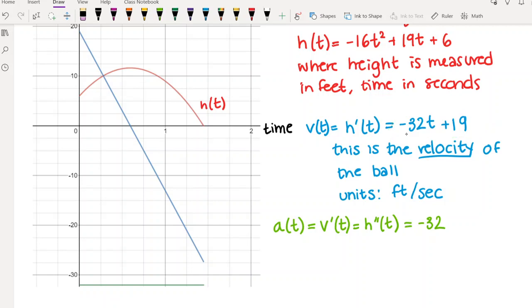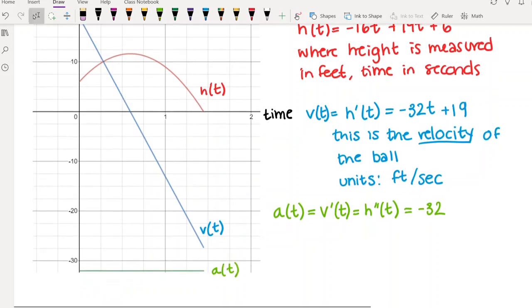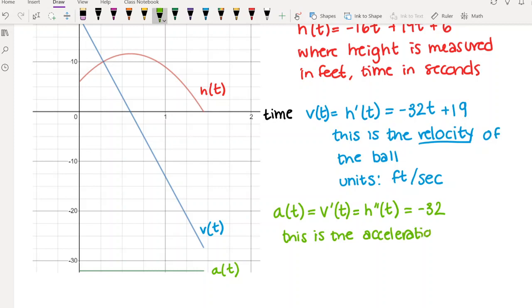And so that's why on this graph, the acceleration function is just a horizontal line. It's because it's a constant function. It's constant acceleration. Okay, so this is the acceleration of the ball. So what is acceleration?